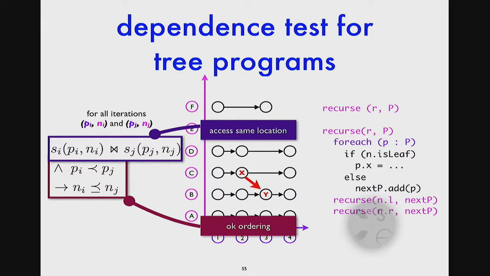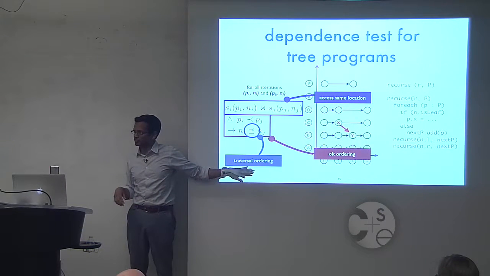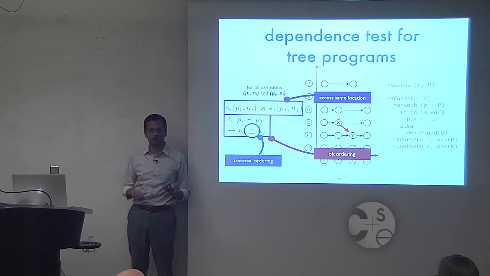Okay? Now, one little tricky thing is this condition here. So node I happens before node J in the traversal order. That's based on the traversal order, right? So the traversal order of the tree. That's actually a little bit hard to reason about because of the way left children and right children interact with each other in the traversal order.